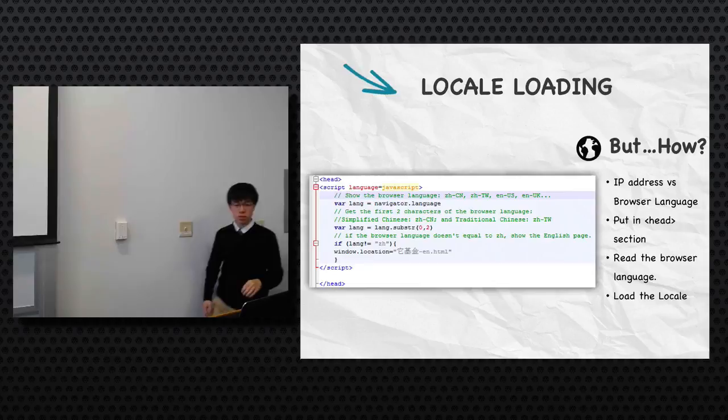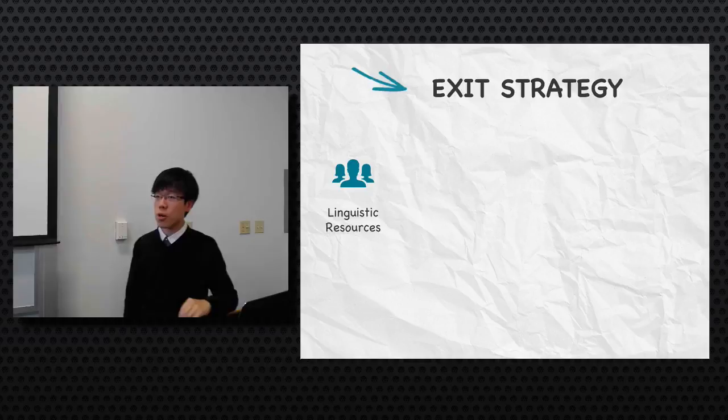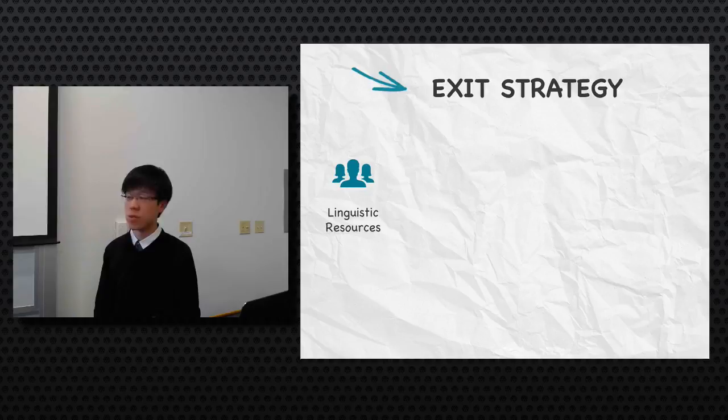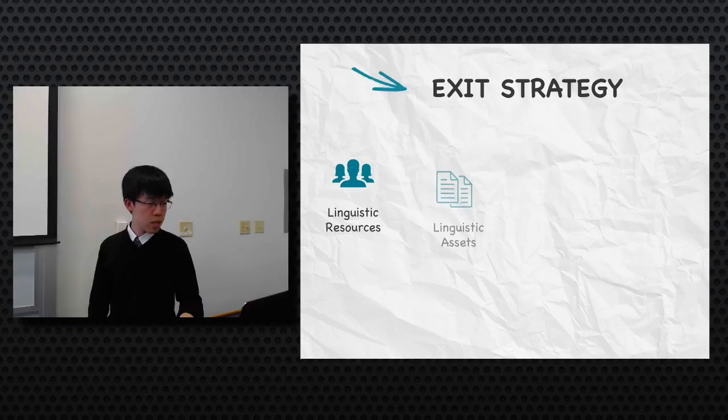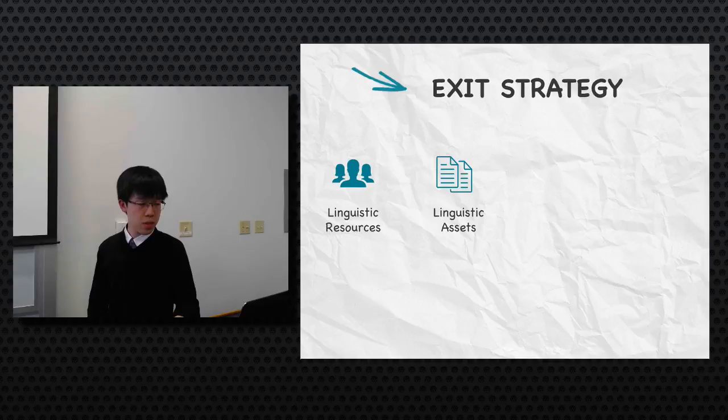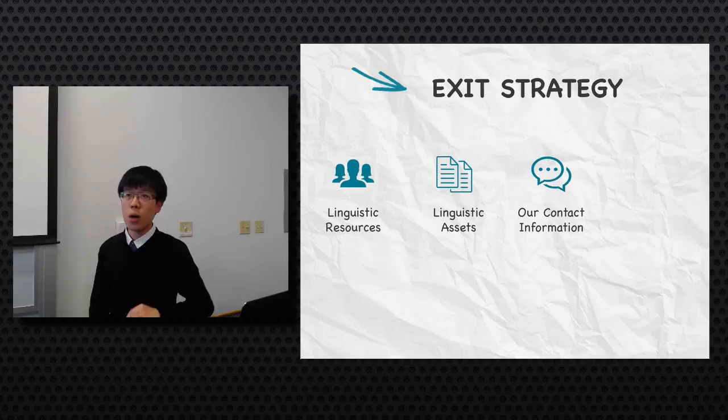So during our project, as the project came to an end, some of our translators did express interest in working with our clients further. So we handed over their information to our client. And we also forwarded to our client our linguistic assets, including TMs and TPs. We also gave our client our contact information, of course, so that if they have any questions regarding the TMs, for example, they could reach us very quickly.